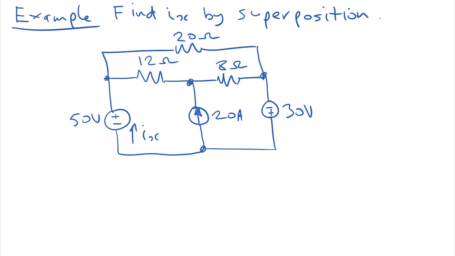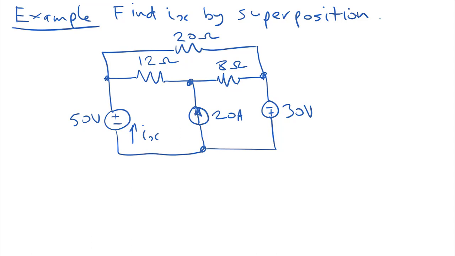We're going to solve this example, which is to find Ix by superposition. So now when we look at the circuit, we can see that the Ix current is in the branch with the 50-volt source. Okay, so then when we use superposition, we make one independent source active at a time and zero all the other sources.